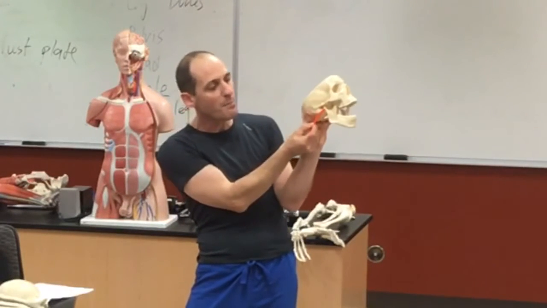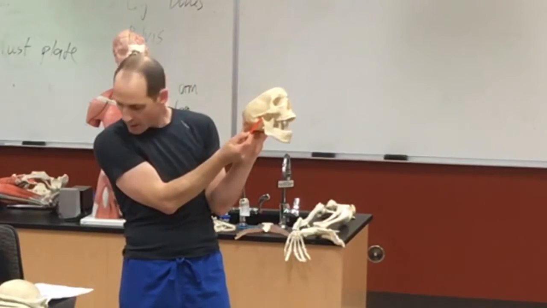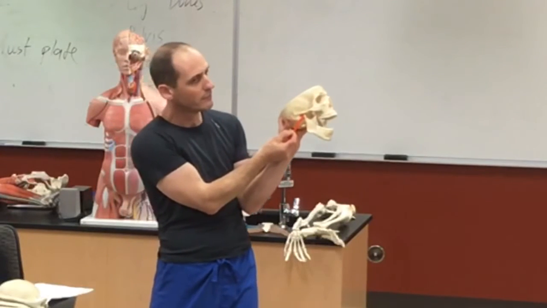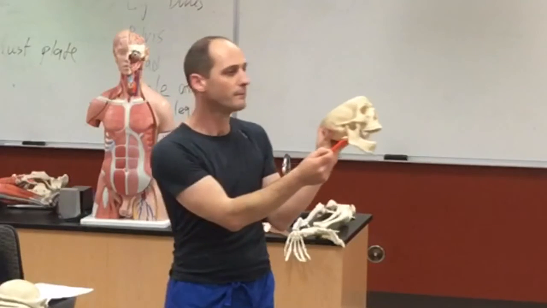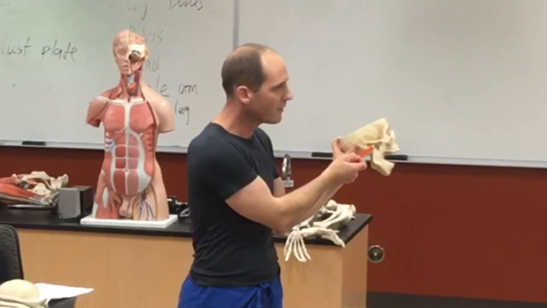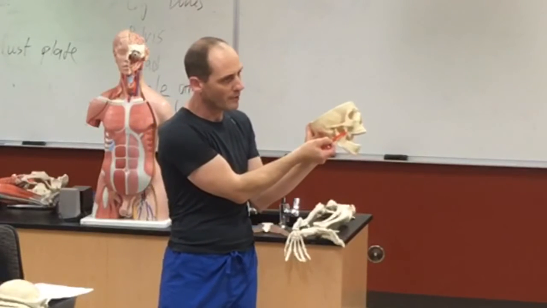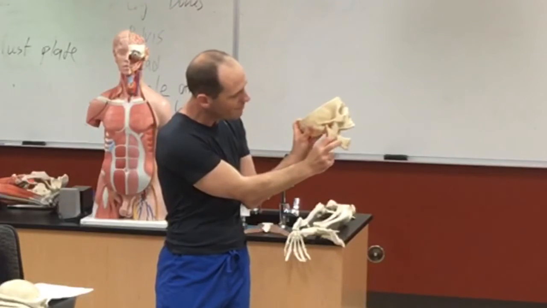And then the piece in the back that makes the joint with the temporal bone, that is the mandibular condyle. So 3 terms there. Mandibular condyle, ramus, and coronoid process is the front bar that sticks out. Ramus is the whole bar.